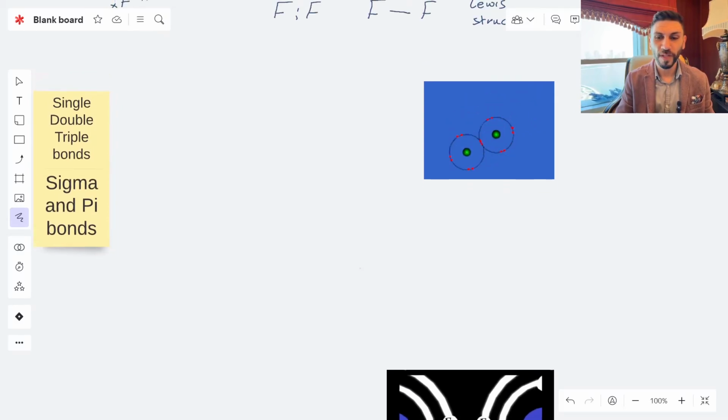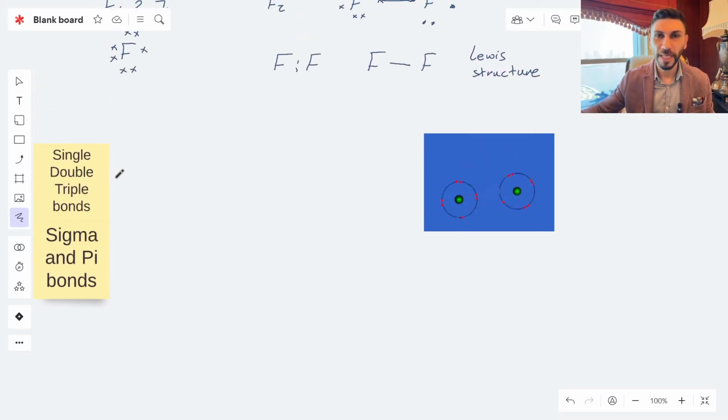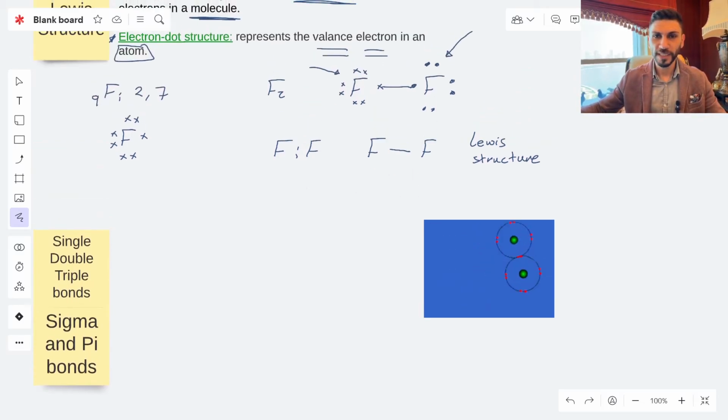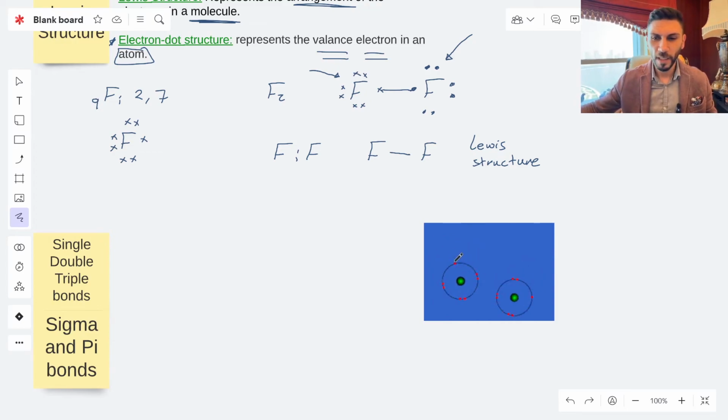Now, types of the covalent bond. We have many types of covalent bond. We have the single, double, and the triple bonds, and we have some names like the sigma and the pi bonds. We need to understand what is the difference between sigma and pi bonds. All right, let's take this example. The fluorine atom. As you can see here, without writing it again, each fluorine atom has 7 valence electrons.